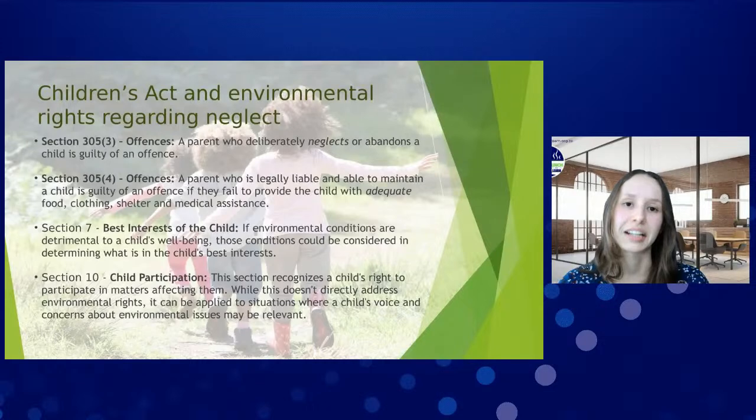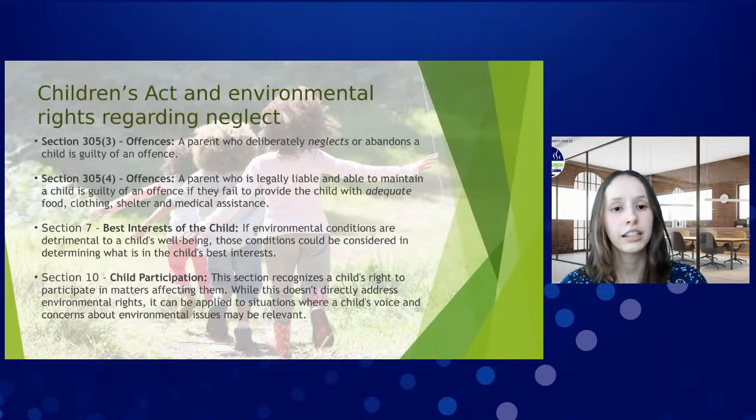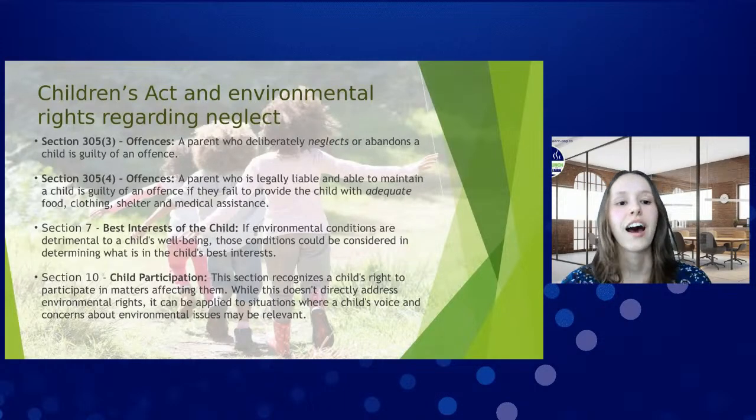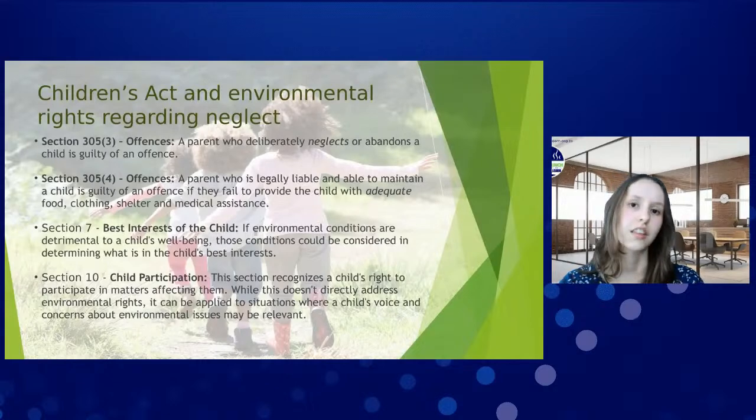So in section 305, subsection 3, we see that a parent who deliberately neglects or abandons a child is guilty of an offence. Further, it's also an offence if a parent who is legally liable and able to maintain a child fails to provide the child with adequate food, clothing, shelter, and medical assistance. The word adequate is used there, which means it's not just the failure to provide, but the failure to provide adequate resources.